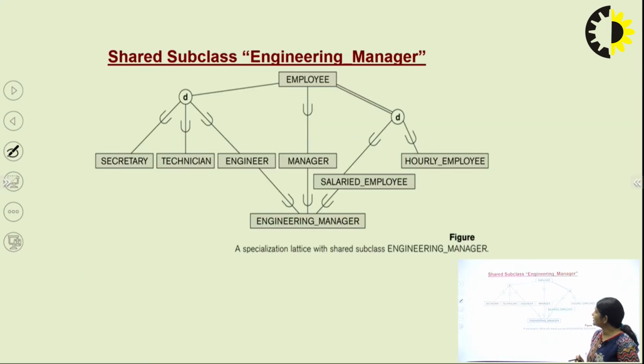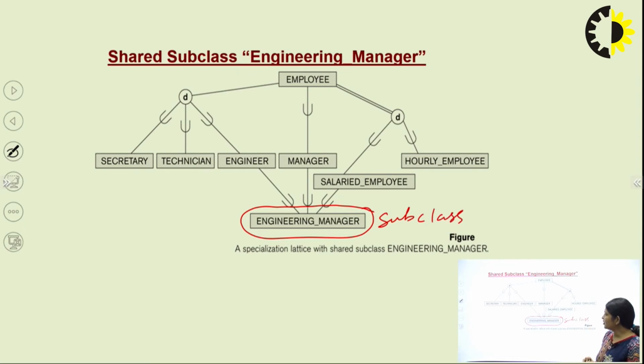Shared subclasses, like shared subclasses, here we can see this particular subclass. This is being shared. That is, an engineering manager would be an engineer as well as manager as well as salaried employee. So these are the three superclasses, and this is a subclass. It would have the features of all the three superclasses.